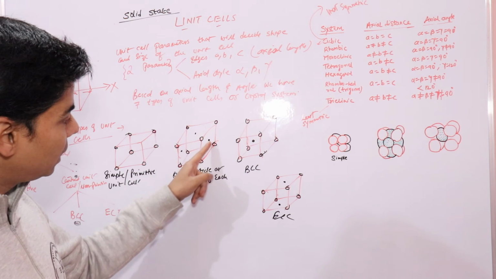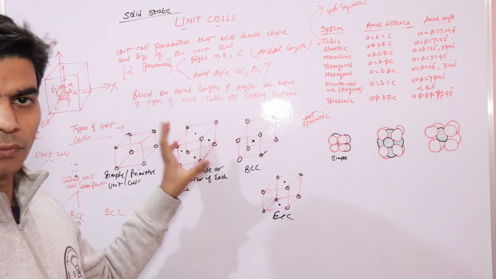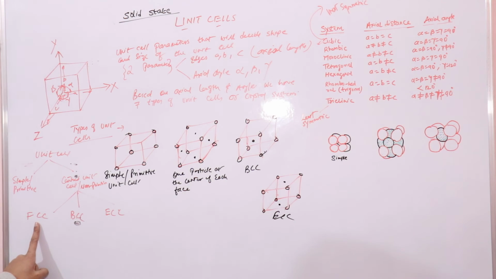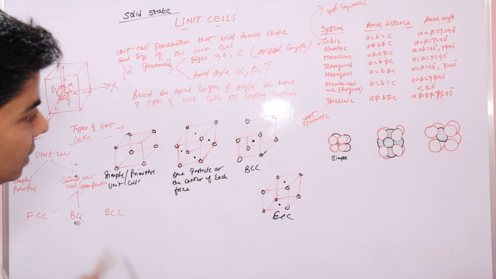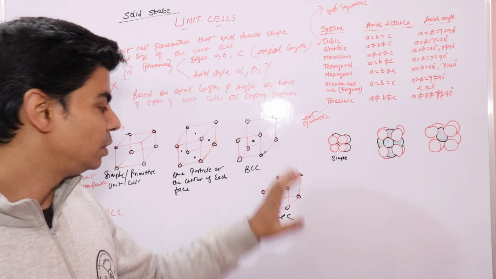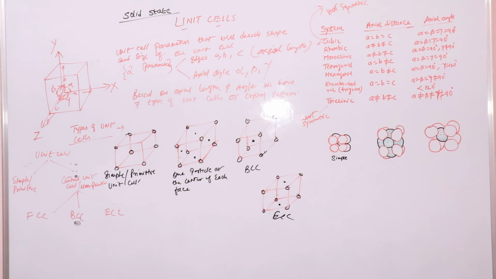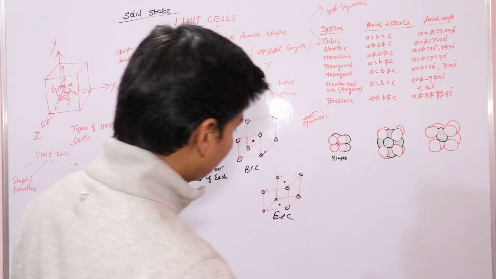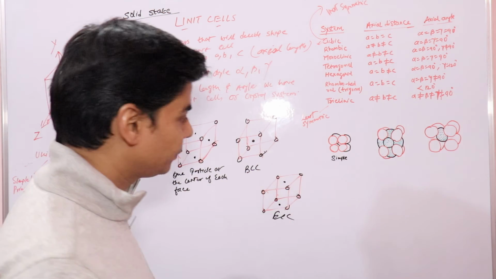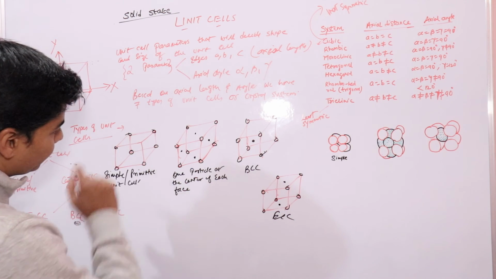Here one particle is present at the center of every face of the unit cell. This is your face centered unit cell. And if the particle is present at the center of the unit cell, this is your body centered unit cell. And if the particle is present at the opposite faces of the unit cell, this is your edge centered unit cell, right?